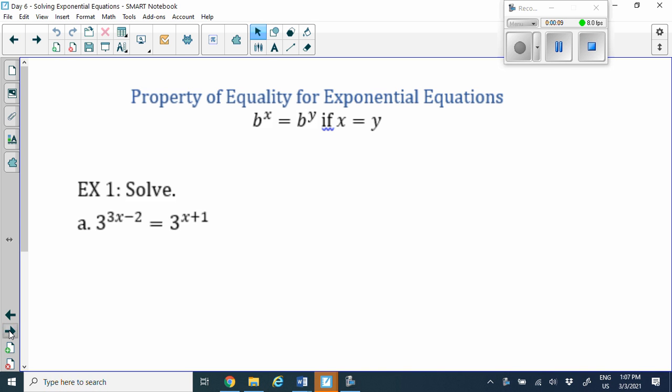The first one is if we are able to get the bases on both sides of the exponential to be exactly the same, then we can use this property. So this says the property of equality for exponential equations. If we have b to the x equals b to the y, meaning the bases on the exponential are exactly the same, then we can set the exponents equal to each other.